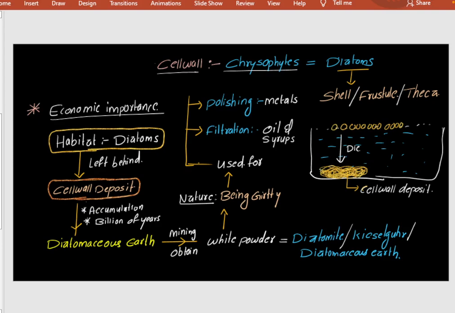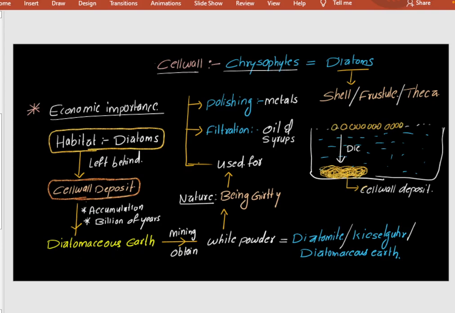Everything undergoes decomposition except their cell wall. The cell wall does not undergo decomposition. What is the reason? Silica. Because of silica, the cell wall is indestructible. It will accumulate, and deposition will increase. The place where diatoms were living, they left behind cell wall deposits. Not on the floating water above, but deep inside the ocean. This will accumulate over billions of years and form the substance called diatomaceous earth.